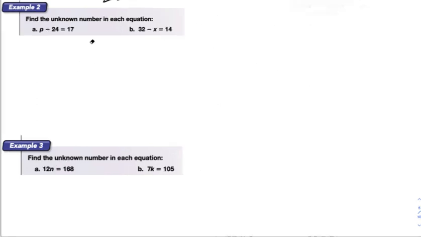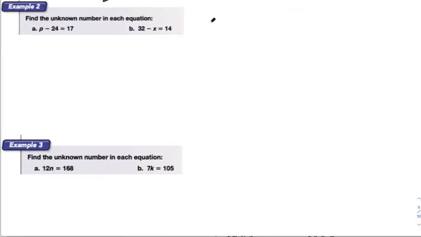Here in example 2, the situation is flipped. Now we're doing subtraction. So let's think about what this means. If I have p minus 24 and that's equal to 17, that means some big number that I take 24 away from will leave 17. How can I figure out what that number is?